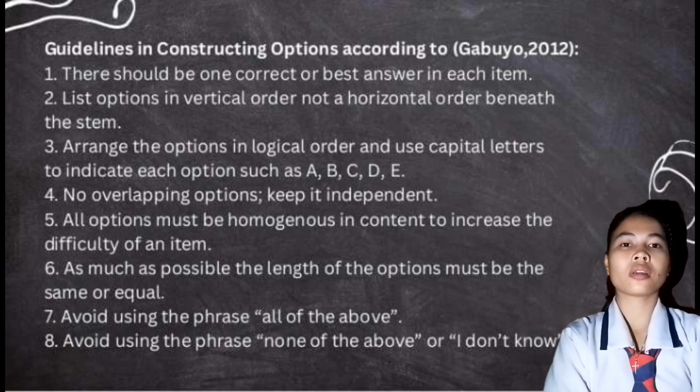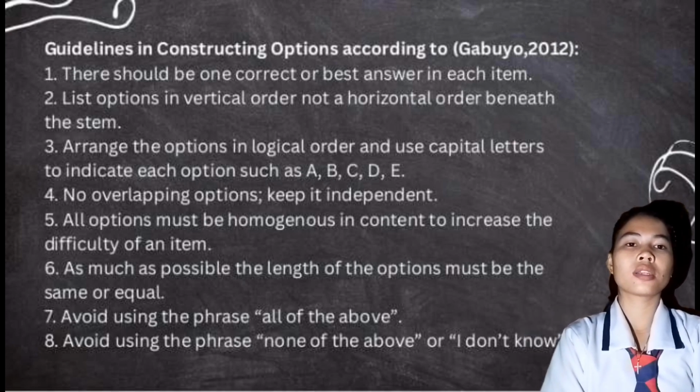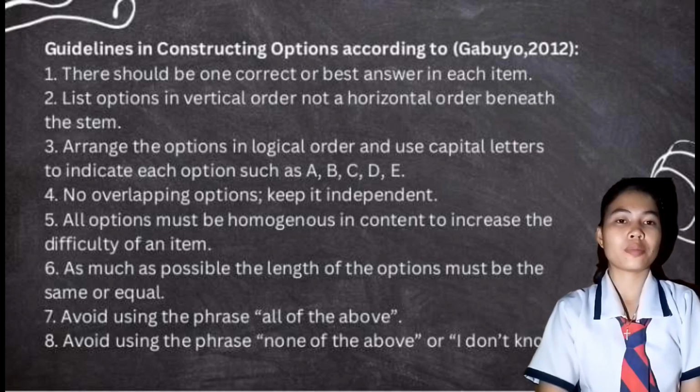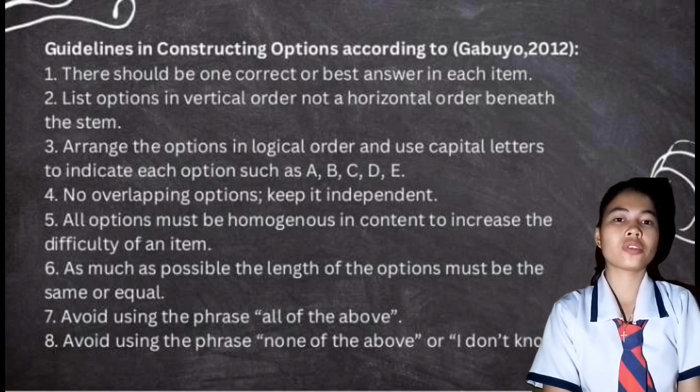Number 5, all options must be homogeneous in content to increase the difficulty of an item. Number 6, as much as possible, the length of the options must be the same or equal. Number 7, avoid using the phrase all of the above. And number 8, avoid using the phrase none of the above or I don't know.